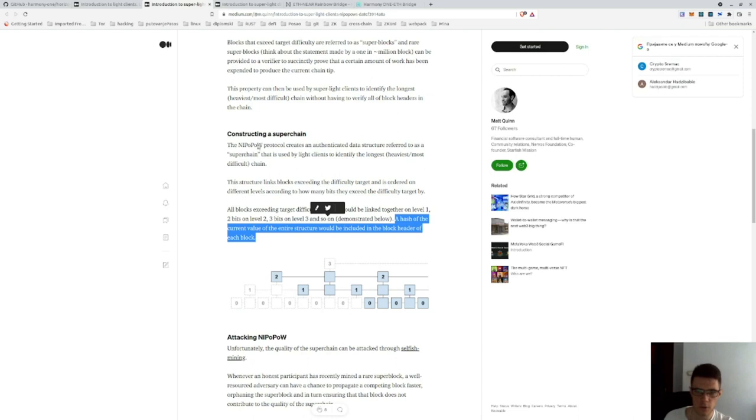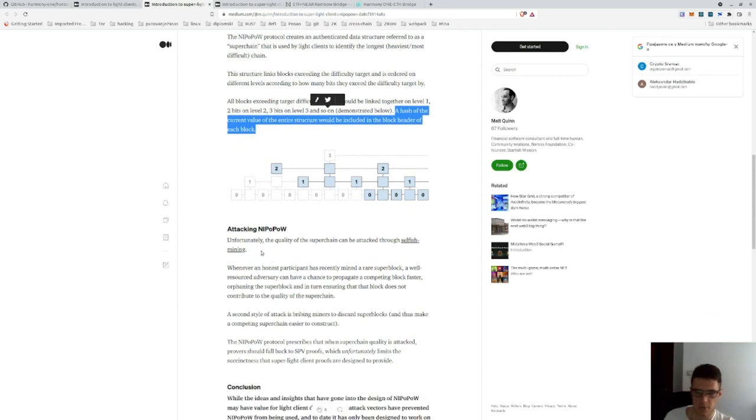Non-interactive proofs of proof of work protocol is the improvement of the light client, which uses this superchain architecture. Basically, this structure links blocks exceeding the difficulty target and is ordered on different levels, as we can see here. Then the hash of the current value of the entire structure would be included in the block header of each block. This approach still has some attacking vectors, and that's why it's not widely used.